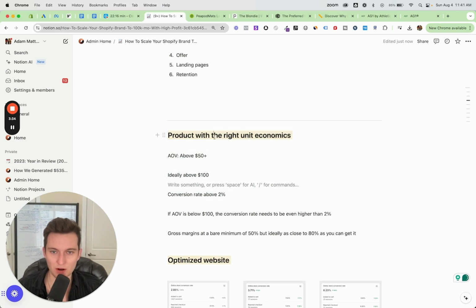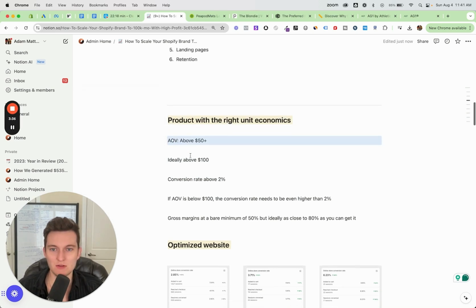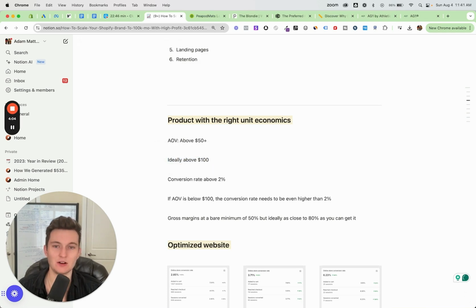So in terms of product with the right unit economics, I would say AOV. That means average order value. Ideally, if we're running paid ads, above $50. Now, don't get me wrong, you can be a little bit below that or just slightly around that. If you are, conversion rate has to be higher than 2%, to be honest, and ideally 3, 4, 5% plus in order to be really profitable. Now, in terms of AOV, I would say ideally above $100. If you're above $100, it just makes everything so much easier.